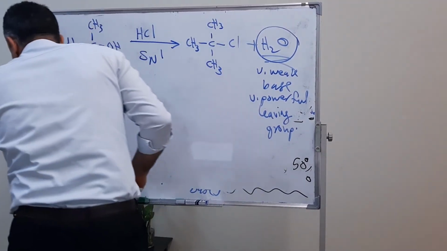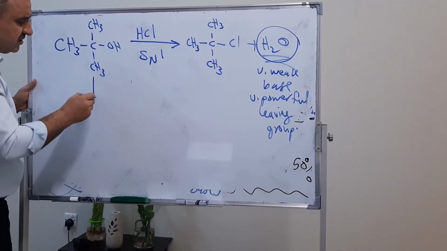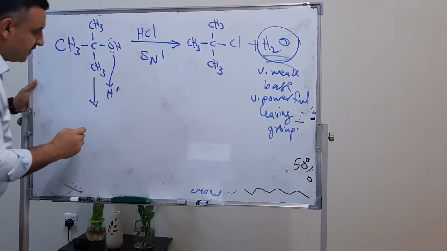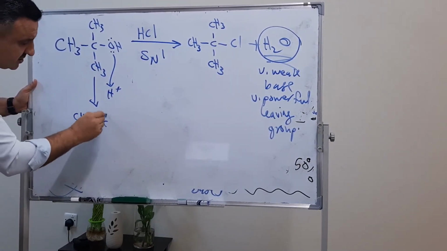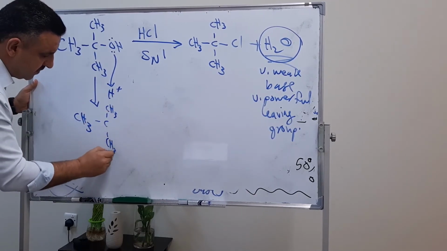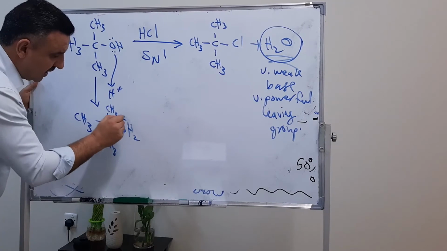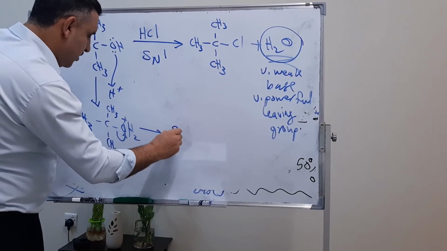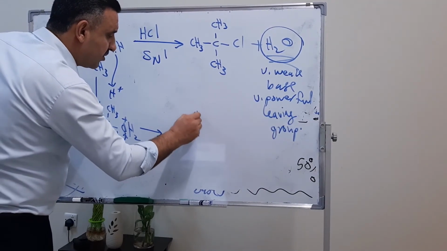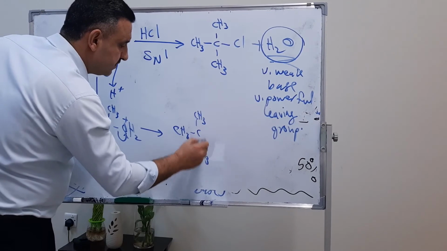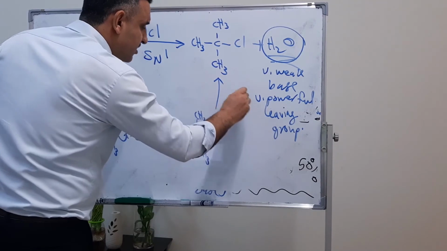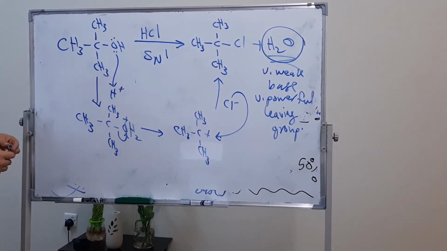Let me just write it again. Now, first of all, the H plus will add itself. The lone pair here will be given to the H plus, and then we'll get CH3, CH3, CH3, OH2 plus. Then this will leave as OH2 plus now, not as OH minus. We will then get the tertiary carbocation, which is highly stable. And then finally, the Cl minus, which is present in the reaction mixture, will attack here, and it will simply give the alkyl halide.